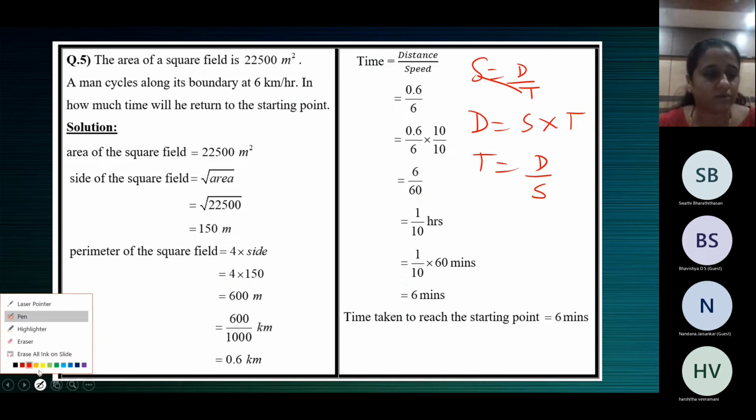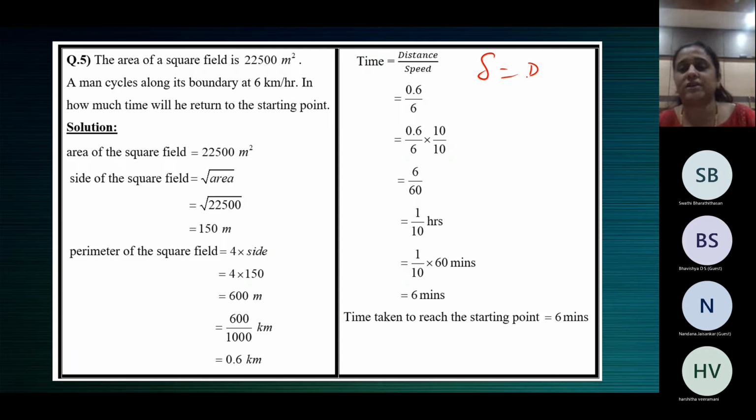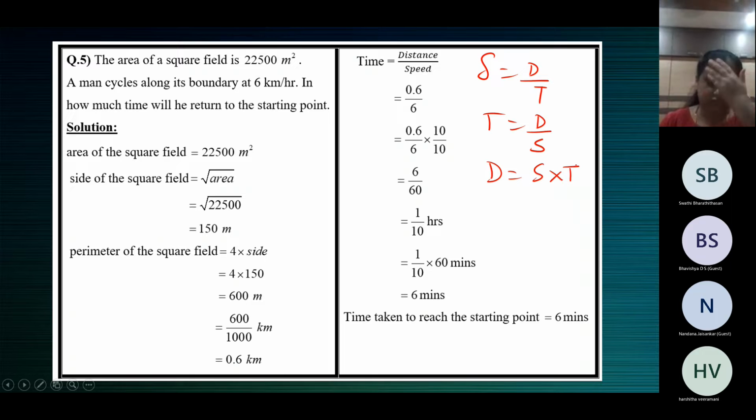Maybe if you want, you can make a note of it. Speed is equal to distance by time. Time is equal to distance by speed. And distance is equal to speed into time. Please make a note of this, just in case you have some doubt. Done, children? Yes, ma'am. Okay. So now we have to find the time taken.